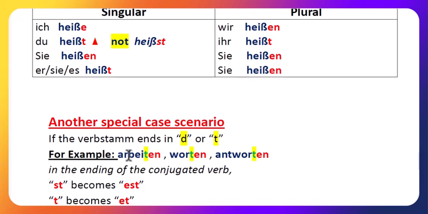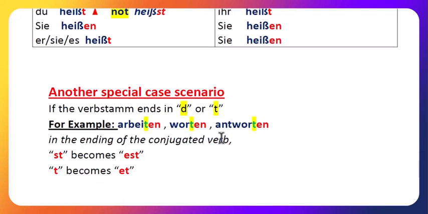So what we will say, for example arbeiten, antworten. So don't say they are all ending with T, but many with D. I'll do another video with part 2. If the verb stem, that is the blue one, the one that comes before the ending en.